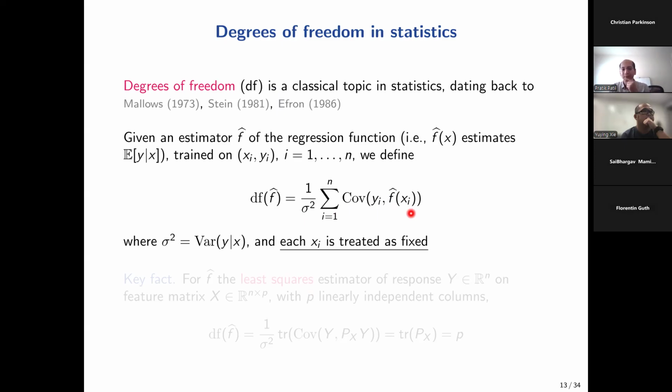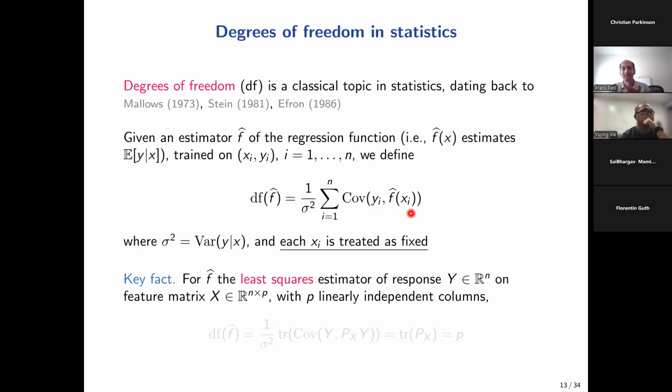The key fact, and the reason people like this notion, is that if you take least squares, fitting on p linearly independent columns, which puts it in the underparameterized regime, and you evaluate this covariance formula, you get the answer p. That makes sense when you think of linear regression in an underparameterized regime. Your data has n rows, p is the number of columns, and it's a tall matrix. You ask how many parameters am I using? If I have p columns in the underparameterized regime, I'm using p parameters, so my degrees of freedom are p. This seems intuitive.